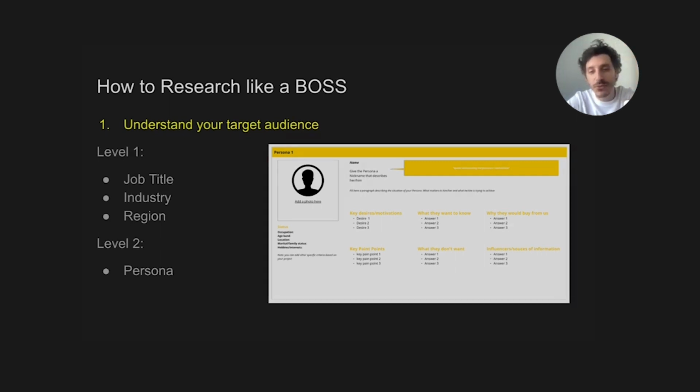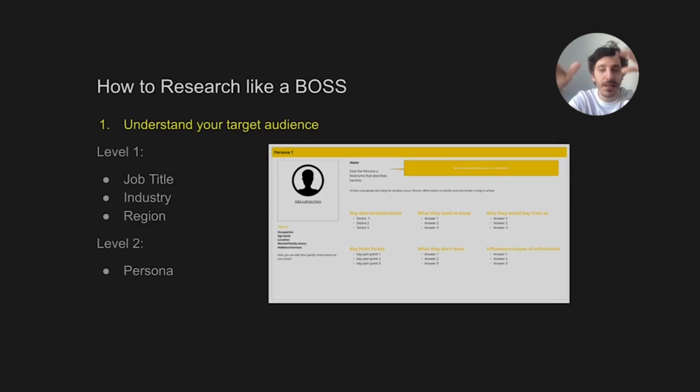So level 2 is the persona. So it's not only understanding the job title, the industry, the region they may be in, but it's also what hobbies, interests do they have? Are they married? Are they single? How old are they? What's their age bracket? And then understanding their key motivations and desires in their role, what they want to know, why they would buy from you, what are their key pain points, what they don't want, and influences or influencers and source of information.